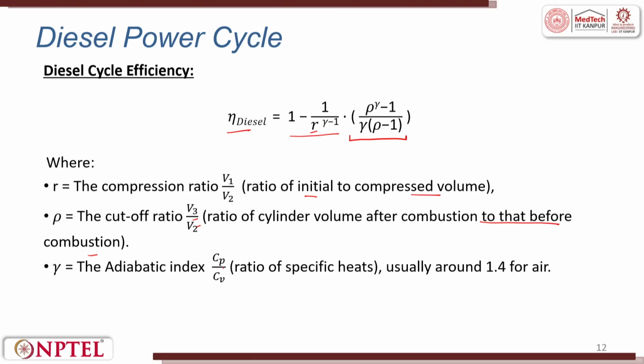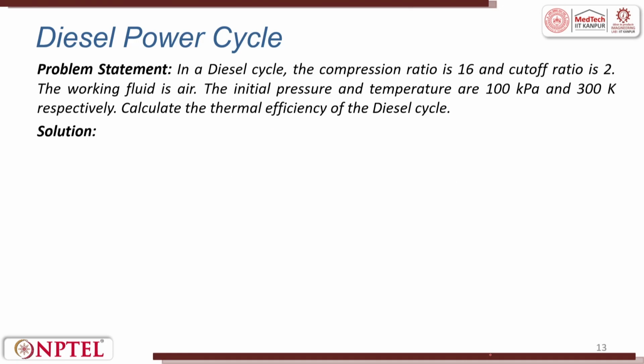The adiabatic index is the ratio between Cp and Cv, that is the ratio of the specific heats, where Cp is the specific heat at constant pressure and Cv is the specific heat at constant volume. Usually this is around 1.4 for air. Let me directly come to a problem statement.